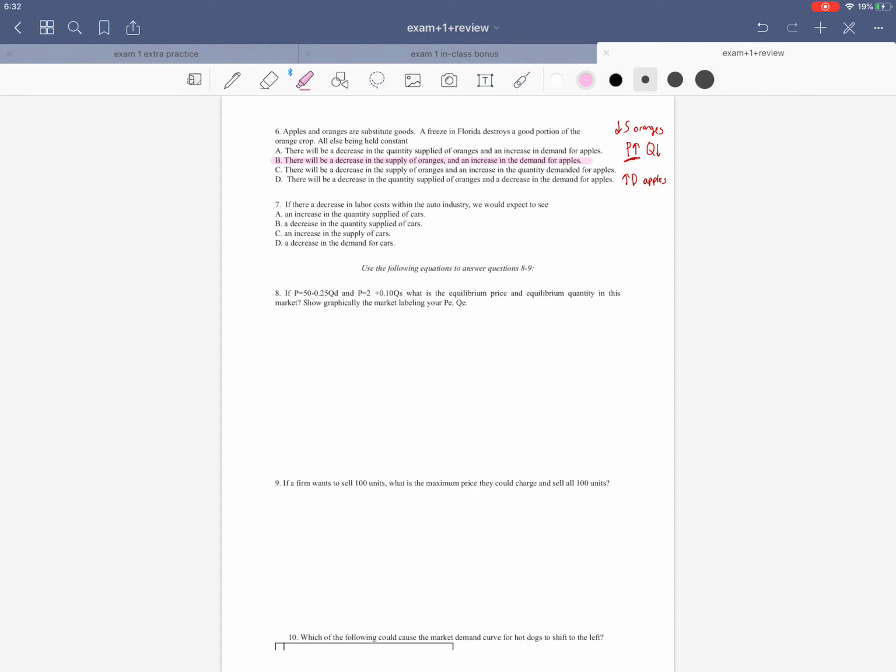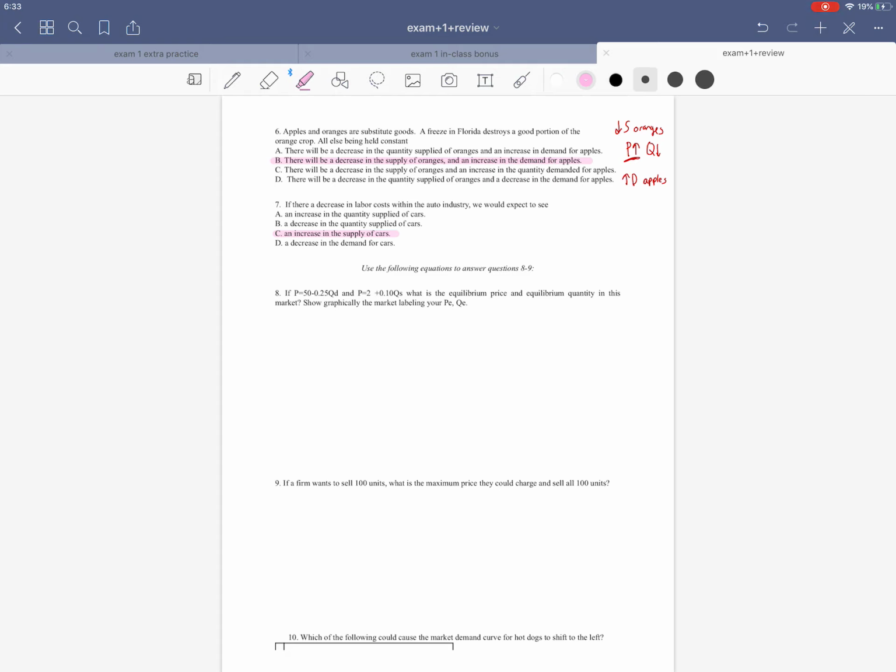If there's a decrease in labor costs within the auto industry, we would expect to see what? We said that anything that decreases cost for the firm is going to increase supply for the firm. So there will be an increase in the supply of cars.